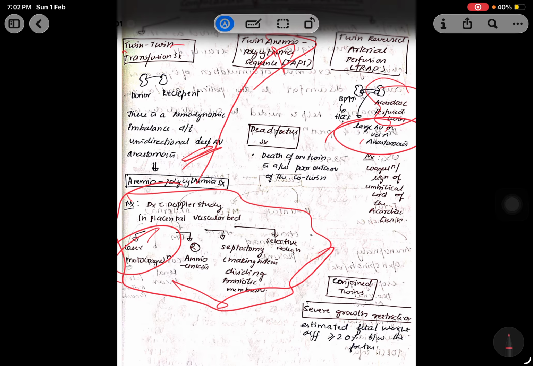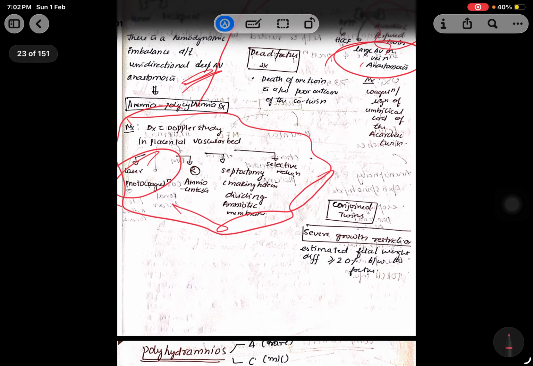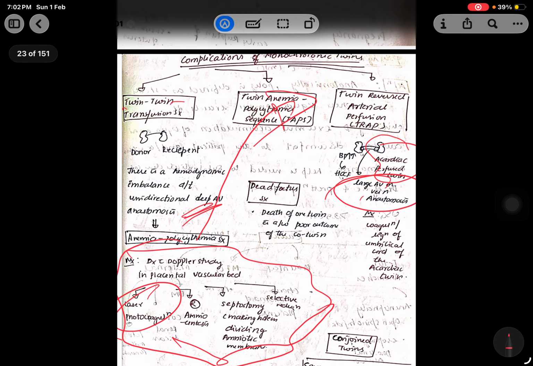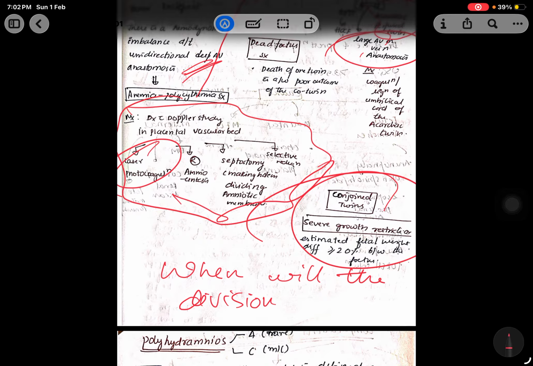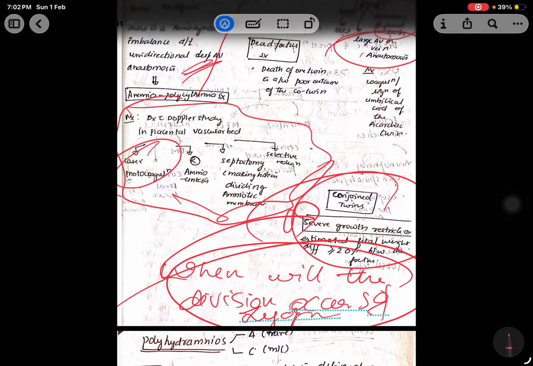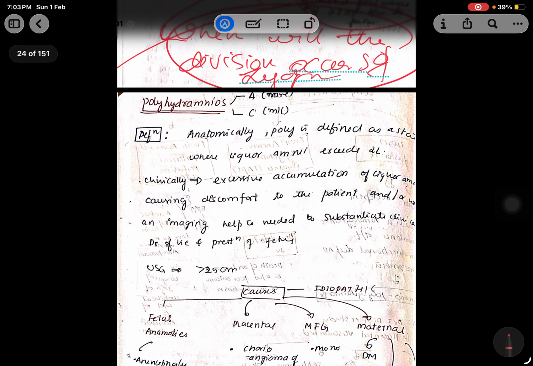These are the other things which are mentioned. Conjoined twin is also one of the complications of monochorionic twins, because this is based on when the division of the zygote or blastocyst occurs. So based on this, you might also get this. Okay, polyhydramnios, again divided into acute and chronic. This is an important question.